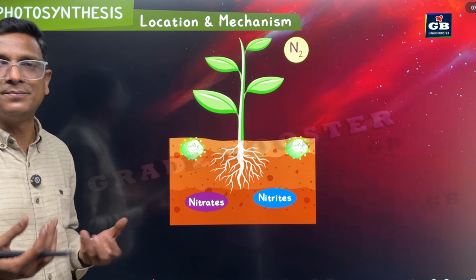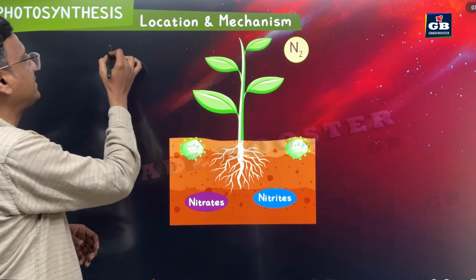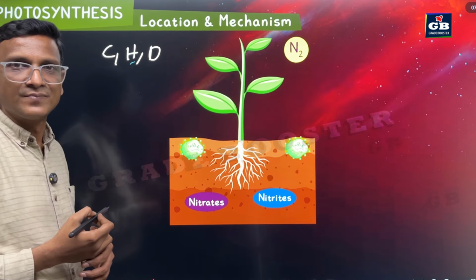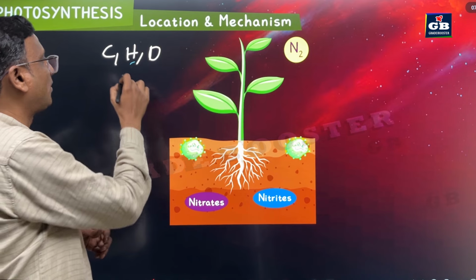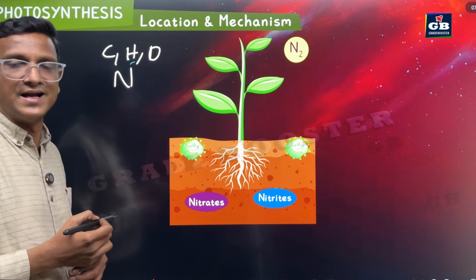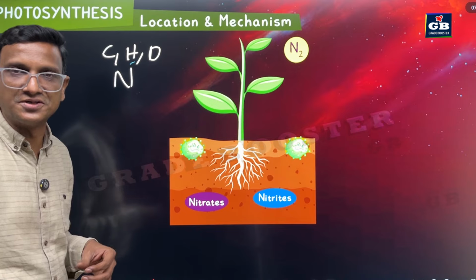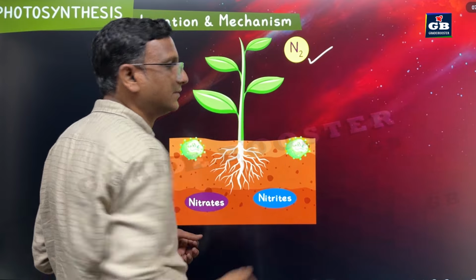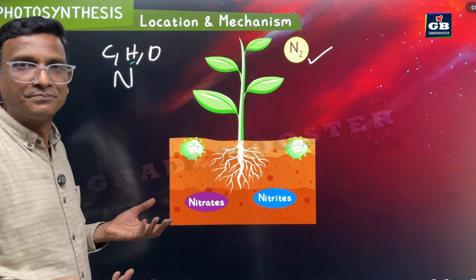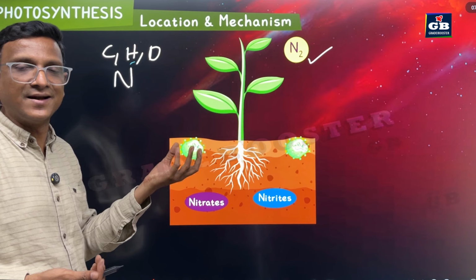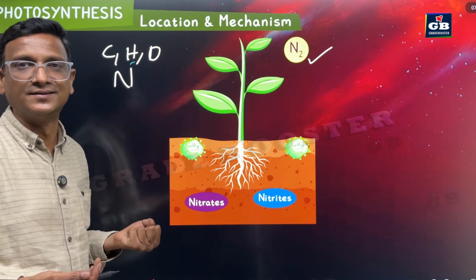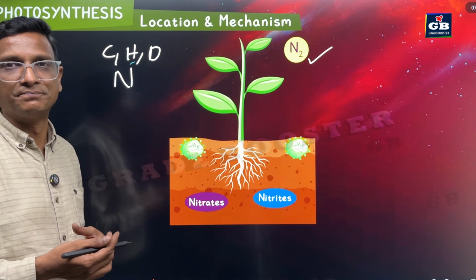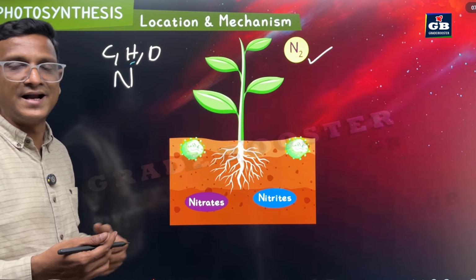What do they need to make protein? To make carbohydrates, plants need carbon, hydrogen and oxygen. To make proteins, plants also need nitrogen. How do plants get the nitrogen? Nitrogen is in the air. How do plants get that? They cannot absorb the nitrogen just like they absorb carbon dioxide. They cannot take the atmospheric nitrogen directly. Then how do plants get the nitrogen to make protein?